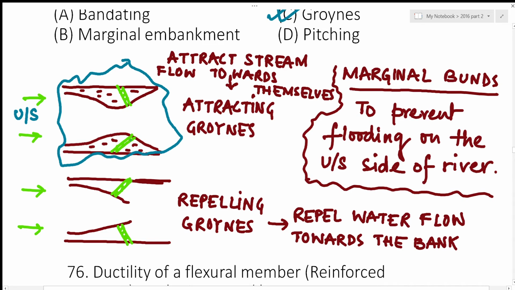Now the pointing face of the groin, if it's in the downstream side of the river, then it is an attracting groin, and if it's in the upstream side of the river, it is known as repelling groins. Now attracting groins attract stream flow towards themselves, and repelling groins repel water flow towards the bank. Also marginal bunds. What are marginal bunds? These are used to prevent flooding on the upstream side of the river. Marginal bunds or marginal embankments.